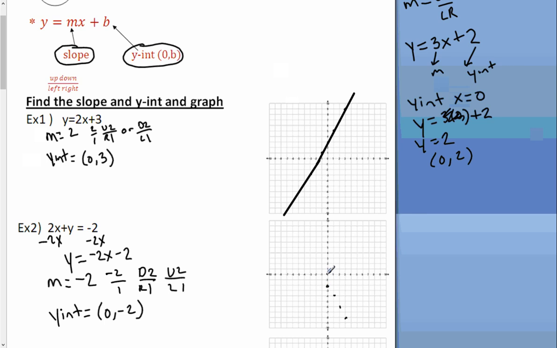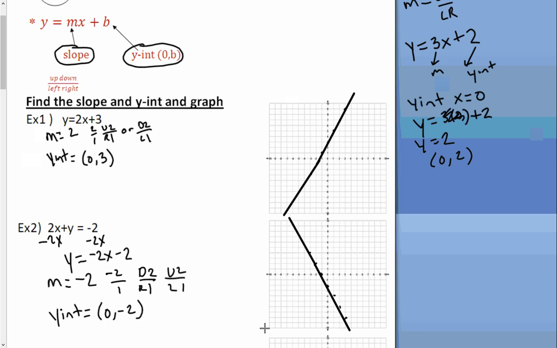Or up 2, left 1, dot there. Up 2, left 1, dot there. And I can keep going throughout the whole graph. I'm not going to do that, but you get the idea. I've got enough points to graph the line. So then I just graph the line. Yeah, it's a little bit off, but you understand. And there's the graph of my line. Looks like that.